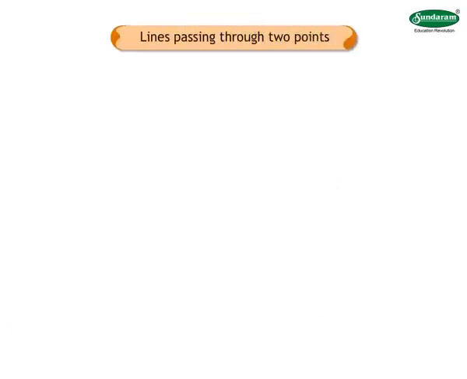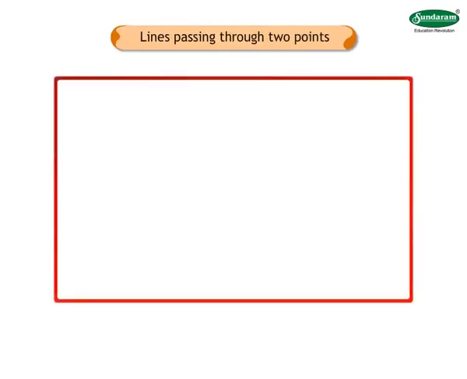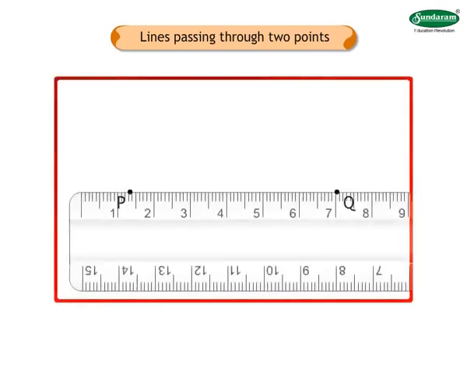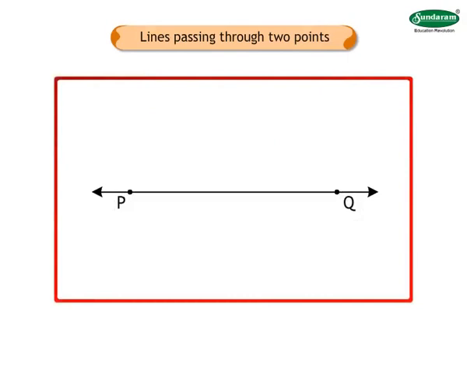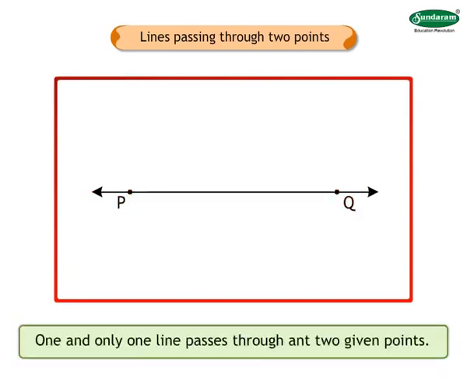Now let's see how to draw lines passing through 2 points. Plot 2 points P and Q. Draw a line joining the 2 points and extend it on both ends. We can draw only one line passing through both these points. Means only line PQ passes through the points P and Q. No other line can be drawn passing through P and Q. One and only one line passes through any 2 given points.